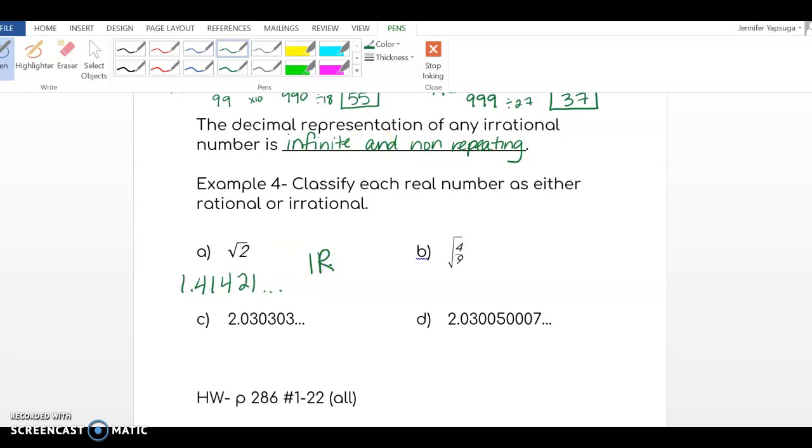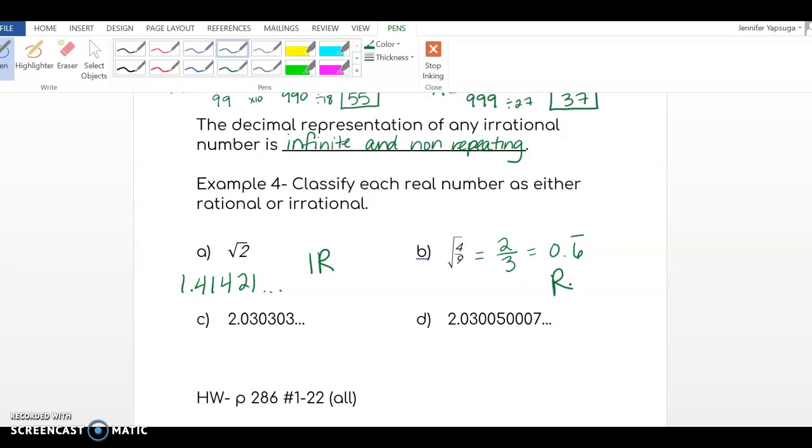All right, part B is one that we could simplify first. So we know that these are both perfect squares. If I took the square root of 4 and the square root of 9, I would get 2/3. Now if I type 2/3 into my calculator, I should notice that it gives me an answer where 6 repeats. So this is infinite, but it does repeat. So this is not irrational. We would call this rational. And I'm going to use an R just to say rational.